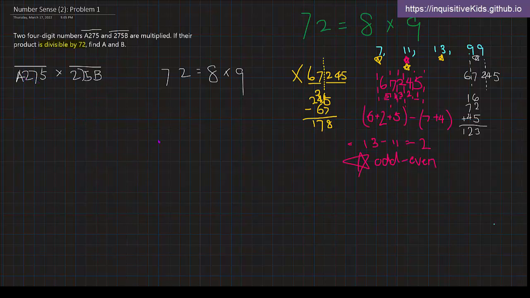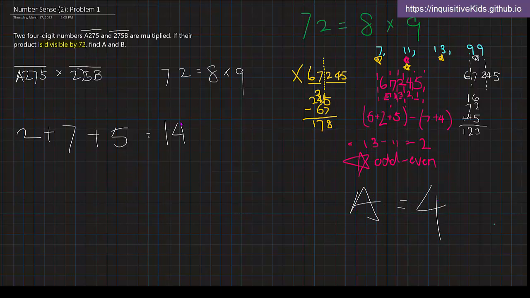Okay, and 9 is pretty easy because 9 is just adding up digits. So let's see what the digit sum already is. We have 2 plus 7 plus 5, and that equals 14. Well, that already went past our first multiple of 9, which is 9 itself. So the next multiple would be 18, making A equals 4, because we need another 4 in order to get from 14 to 18. Okay, so A equals 4.